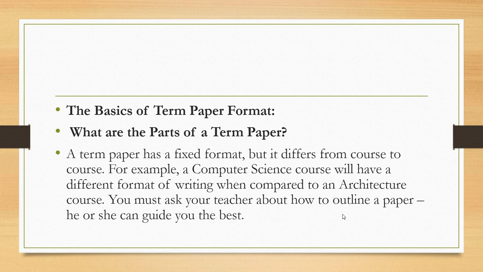For example, a computer science course will have a different format of writing when compared to an architecture course. Computer science will have its own format, English will have its own format, mathematics will have its own format, and so will chemistry or physics. All these subjects will have their own format. You must ask your teacher about how to outline a paper. He or she can guide you the best. The subject teacher will guide the student according to the subject criteria.